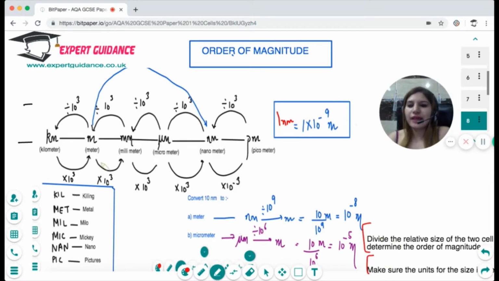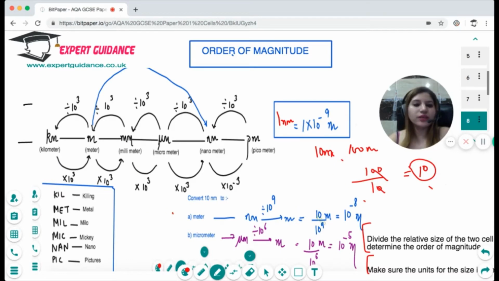So for example, if one cell is, let's say, 10 meters, and the other cell is, let's say, 100 meters, right? So you divide the two sizes, so you will get the answer as 10. So it means that one cell is an order of magnitude 10 larger than the other. Okay, so for that, it is very important that the units are the same. So in the exam, they can give you one in meters, another in nanometers, one in micrometers, another in millimeters. So you should remember this conversion.